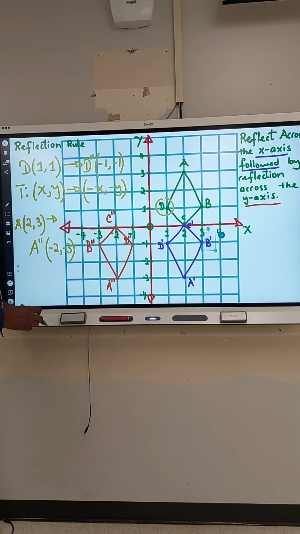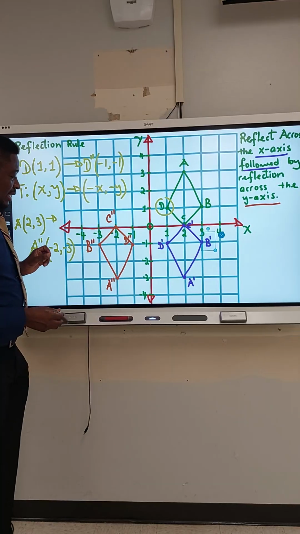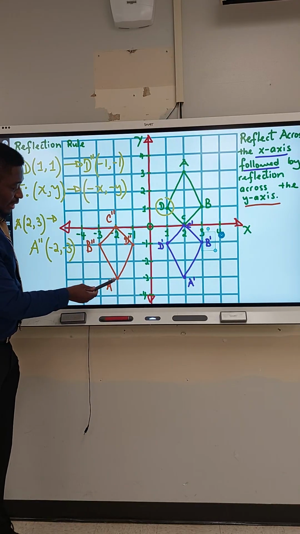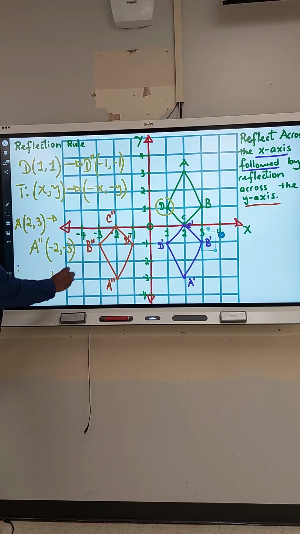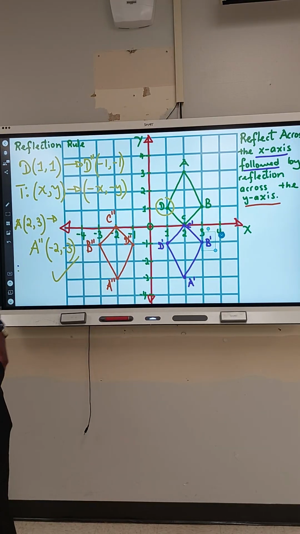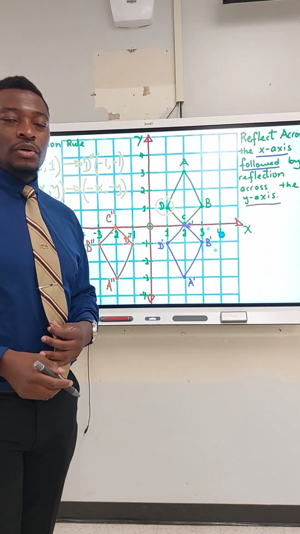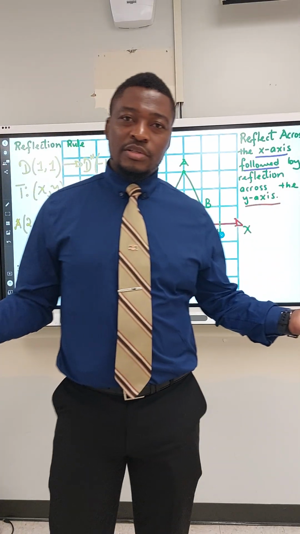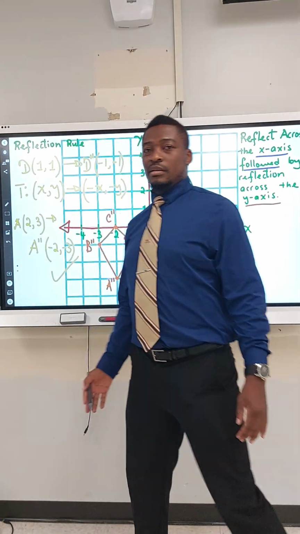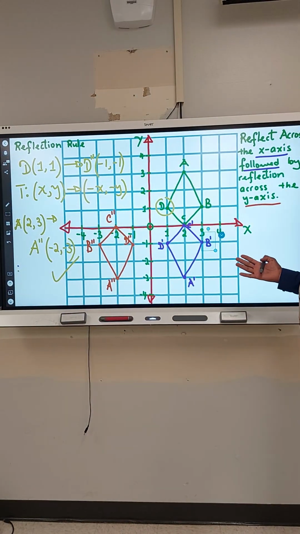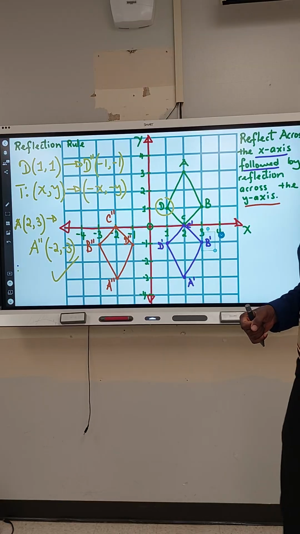Now let's see if A double prime is actually at -2, -3. So this is A double prime here, -2, -3. So the transformation rule is working. And that is how to reflect points across the x-axis and across the y-axis. Thank you.